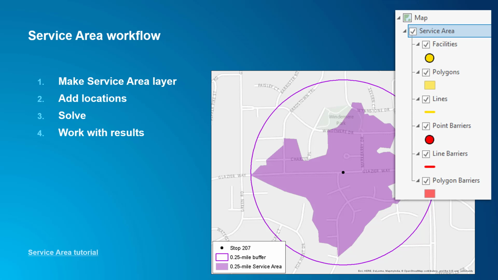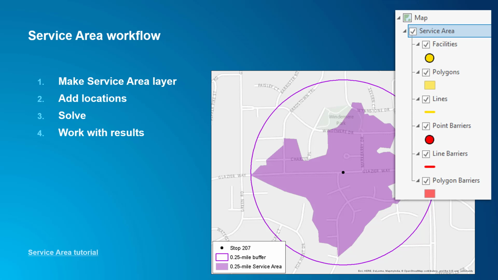Service area is one of the network analyst solvers, and the service area polygon represents the area reachable from a given point within some time or distance limit when subject to the constraints of an underlying road network. The service area workflow in ArcGIS Pro involves 4 main steps. I'll give you an overview here, and then I'll show you the steps in a demo.